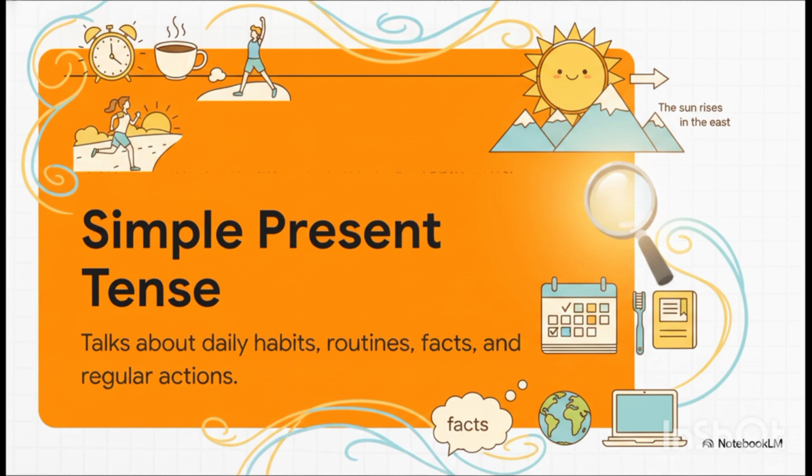Now, what's really interesting about this concept is how we use it for universal facts. Take the phrase, "The sun rises in the east." We use the simple present here because it's a universal truth. It is just always true. It's literally the tense we use to frame our everyday reality.